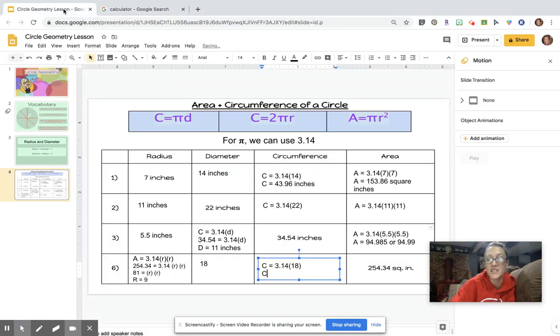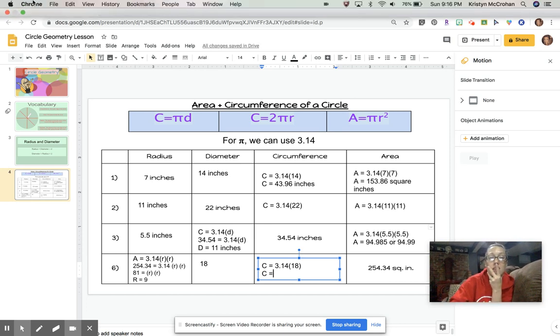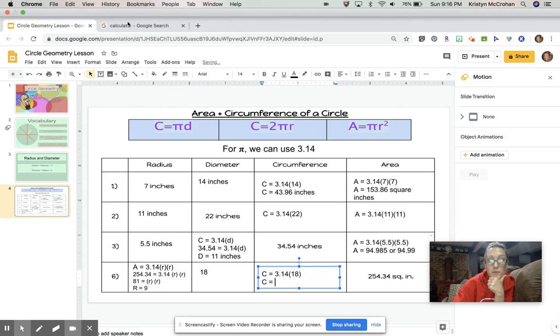So it's 56. So the circumference, the measure of the outside of the circle, is equal to 56.52 inches.